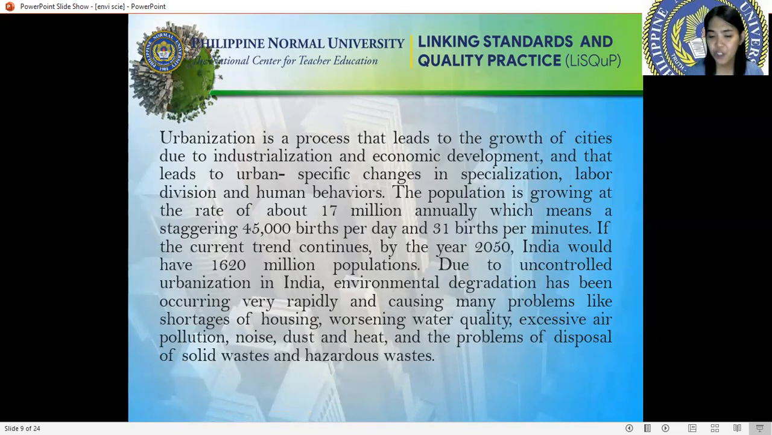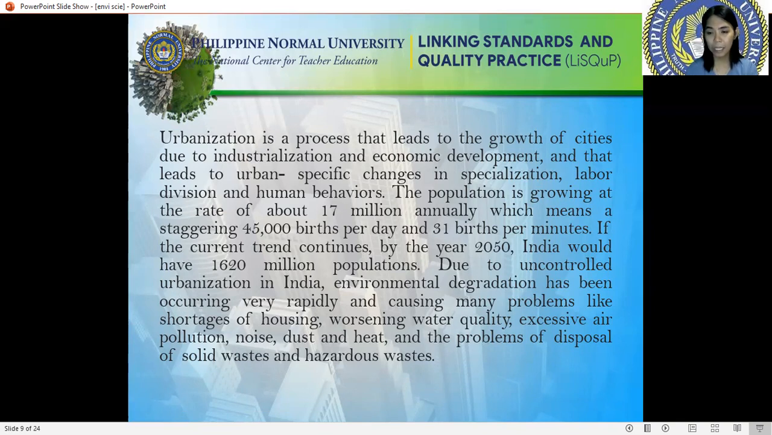So let's go back to India. Urbanization is a process that leads to the growth of cities due to industrialization. And according to history, there are no cities that are highly urbanized that didn't pass through industrialization. So if you undergo urbanization, industrialization also takes place. Gaya ng early civilizations natin noon, we have the Mayan, we have the Romans, yun ang mga early urban natin nung araw. So, the population is growing at the rate of 7 million annually.